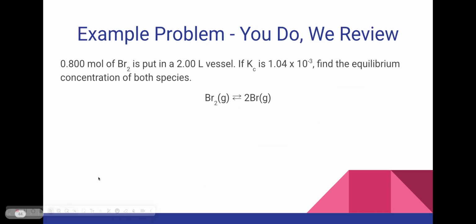All right. Here is an example problem, but this is you do, we review. So it says 0.800 moles of Br2 is put into a 2-liter vessel. If the equilibrium constant is 1.04 times 10 to the negative third, I want you to find the equilibrium concentration of both species. So go ahead, guys, do me a favor, pause the video, and try this one on your own.